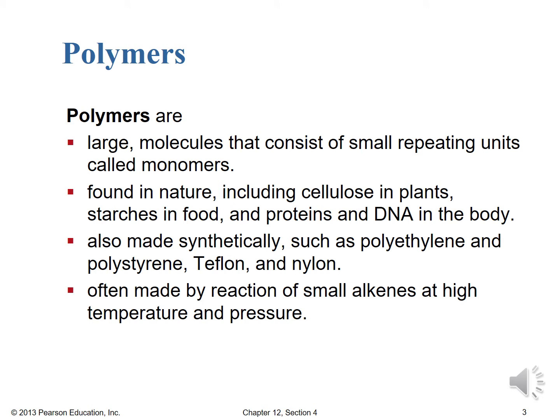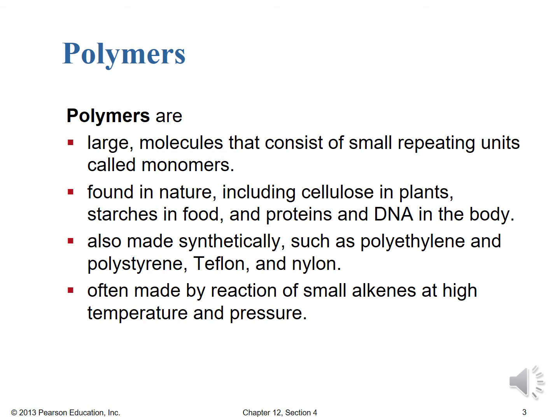All right, so before we move forward, let's define polymers. Polymers are large molecules, sometimes known as macromolecules, that consist of small repeating units called monomers. And that will actually end the whole course with nucleic acids, which are natural polymers. They are found in nature, including cellulose in plants, starches in food, proteins, and then DNA, the nucleic acid that I just mentioned, one of our critical nucleic acids in the human body.